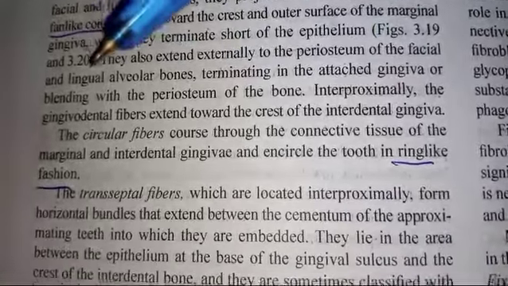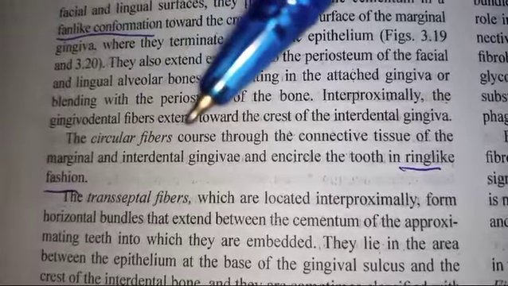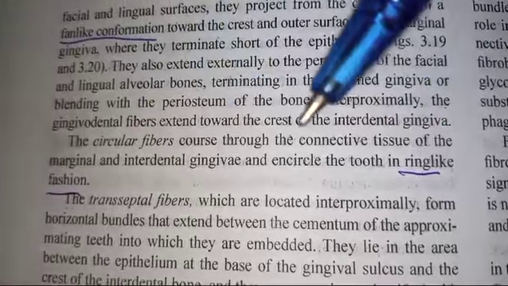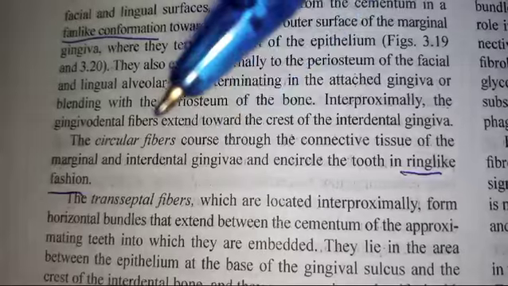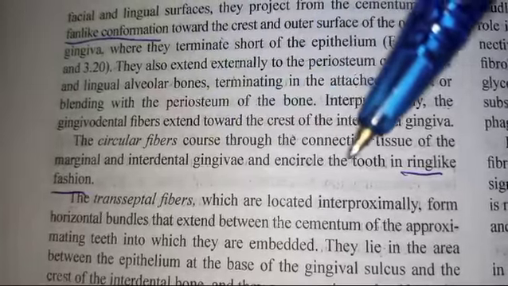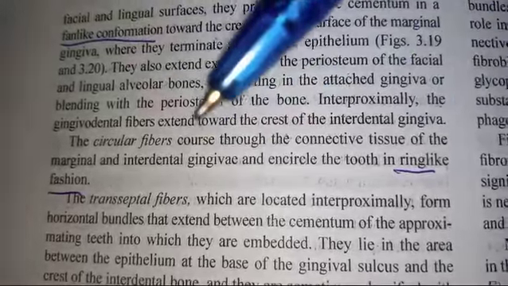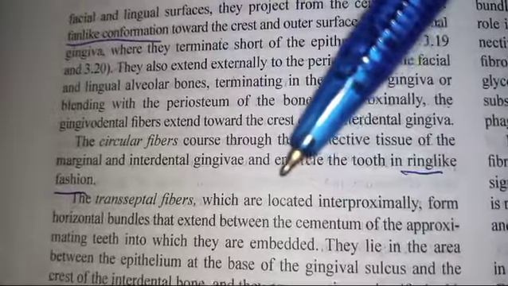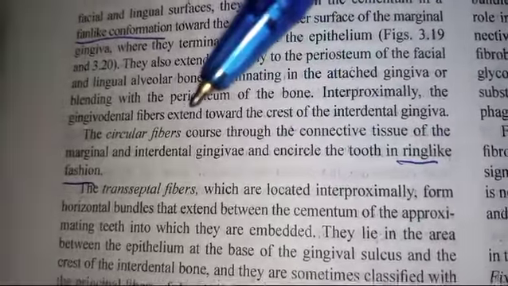Now moving towards the circular fibers. Circular fibers basically course through the connective tissue of the marginal and interdental gingiva and encircle the tooth in a ring-like fashion. You have seen that it was like a ring. These are ring-like fibers.